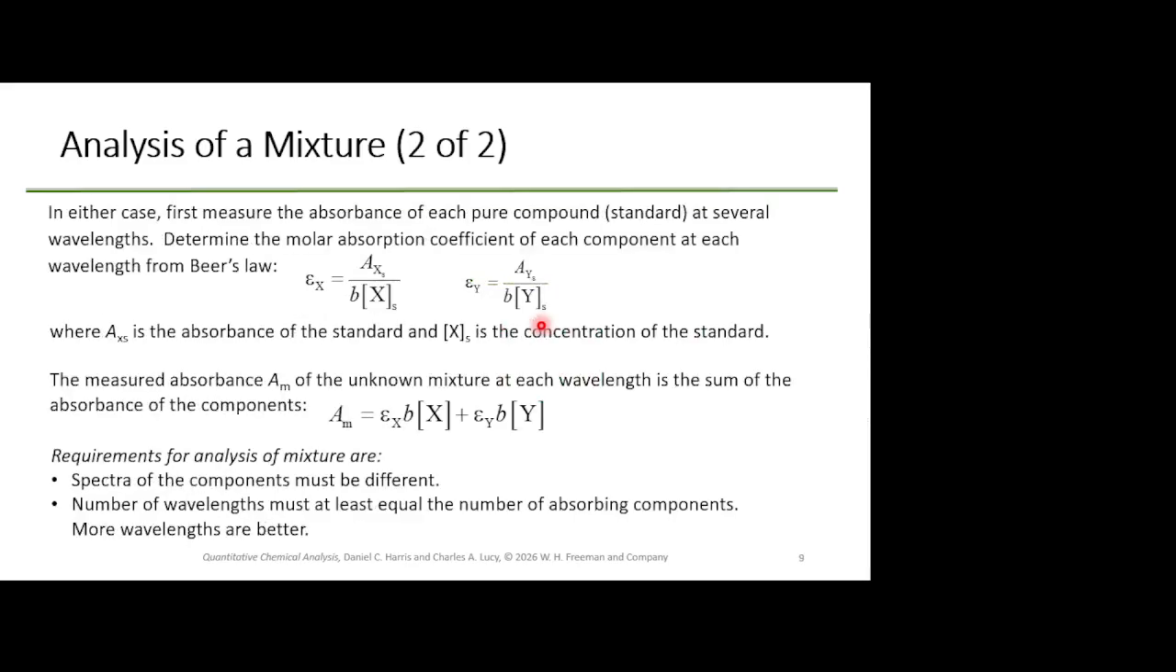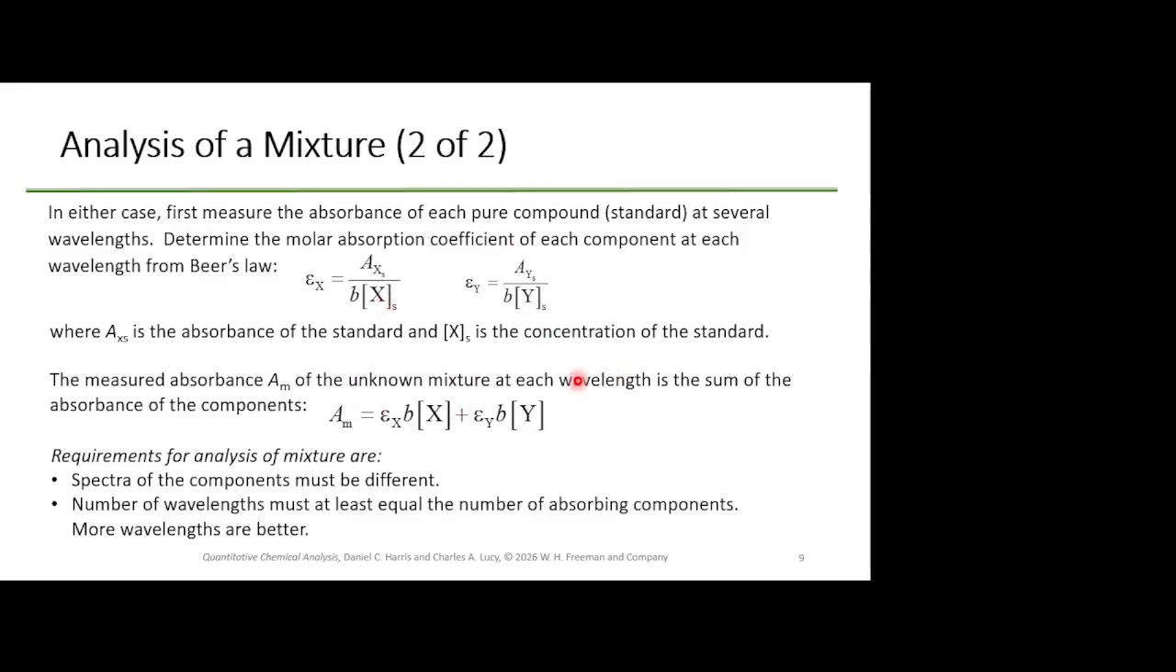So in either of these cases, first measure the absorbance of each pure compound as a standard at several wavelengths. You'll determine the molar absorption coefficient of each component at each wavelength from Beer's law. If you put in everything else at that specific wavelength, you can figure out the absorptivity, the epsilon. Can everybody see that's just a rearrangement of Beer's law?